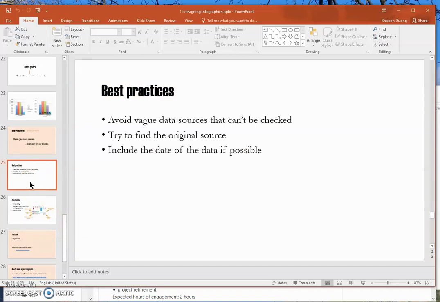Other things regarding best practice: don't be vague. Try to find the original source, and if there's a date, recent data is always better than outdated data.